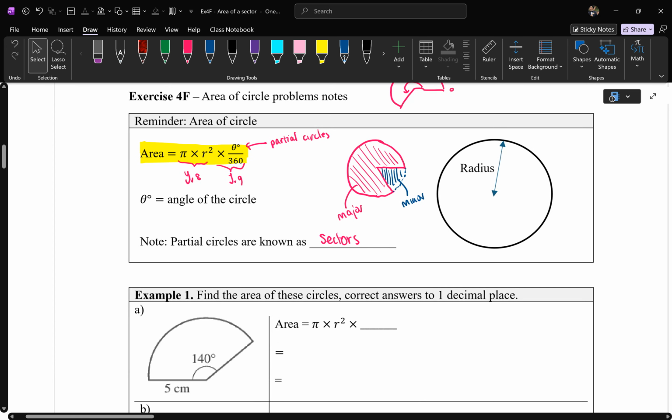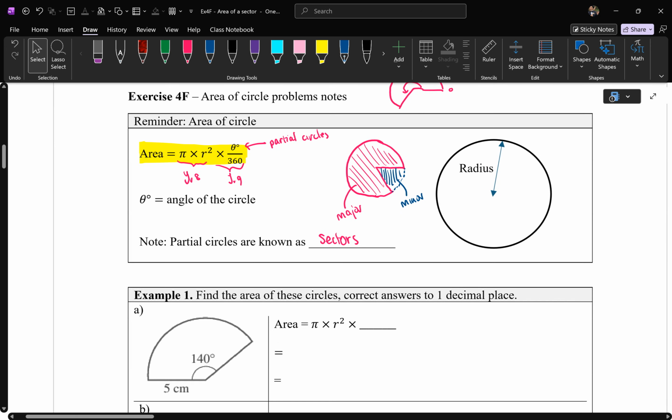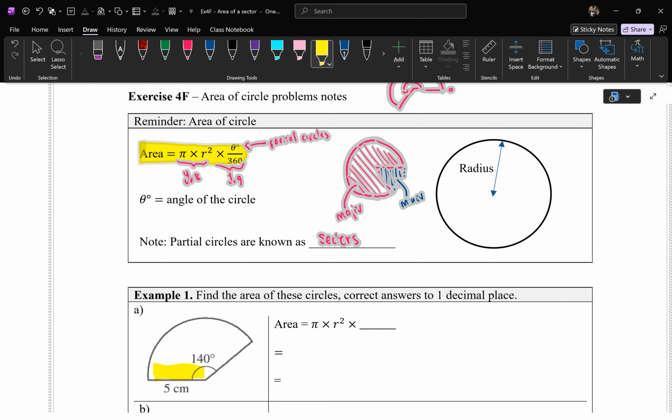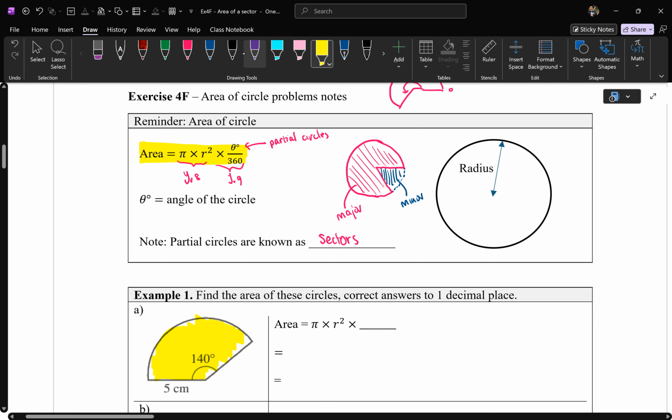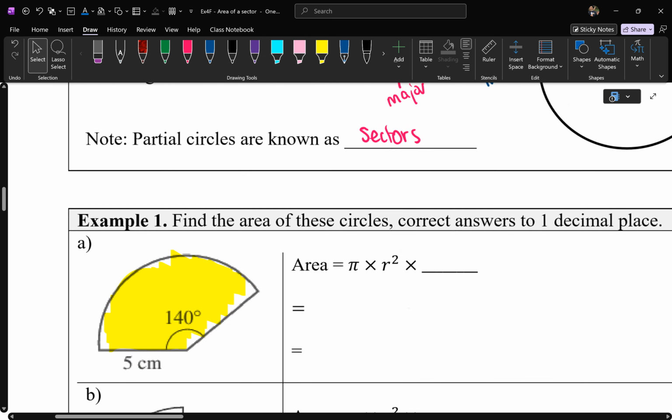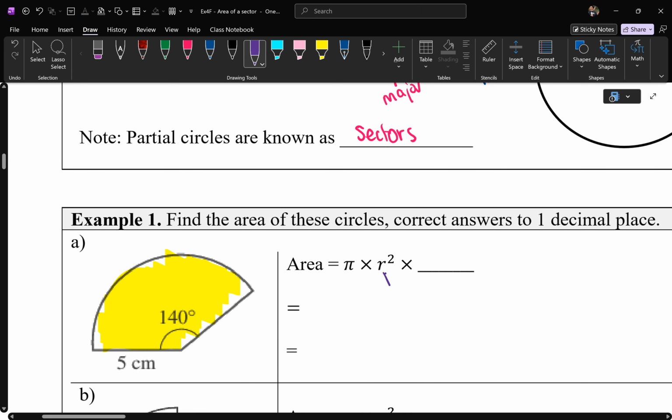Clearly, this is not a full circle. You've got a portion of a circle, and it clearly looks like it's rotated 140 degrees. Okay, and I'm looking for the area of this sector. It's likely to be the minor sector because the other side looks bigger. So the area of this sector, same thing, it's pi r squared. Remember, what does r stand for again? Can I please have, let's go with Jacob. What does r stand for? Radius.